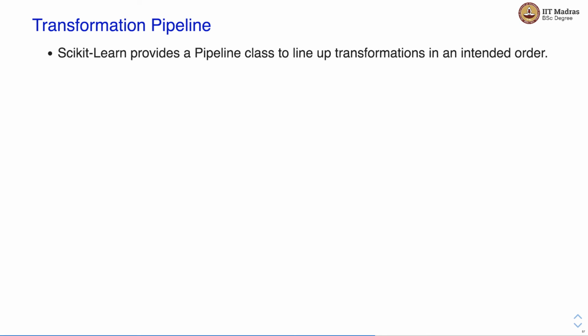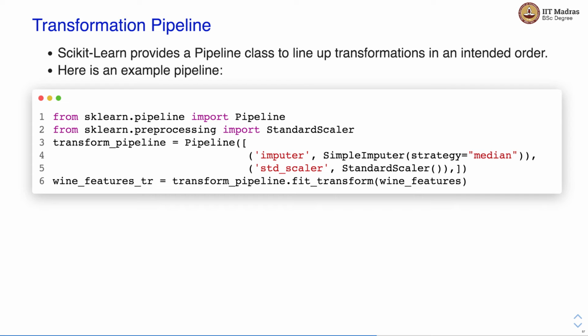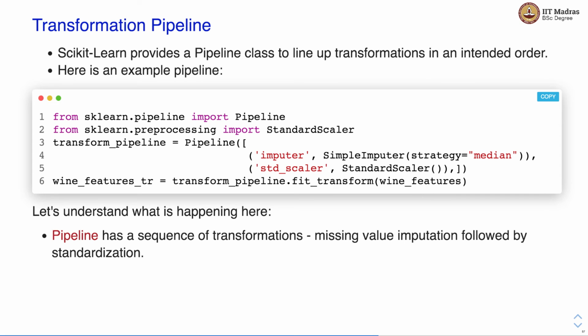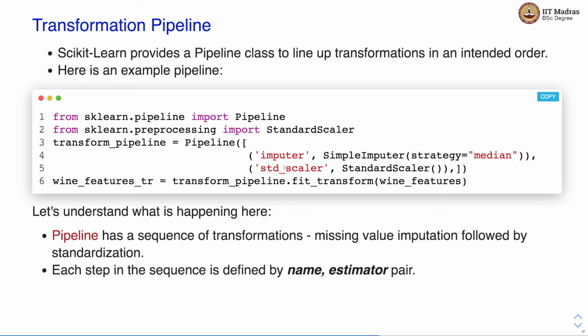Pipeline class helps us to line up transformations in an intended order. Here is an example of a pipeline. In the pipeline class, we specify a sequence of transformations. Here we have two transformations. One is the imputer transformation and second is the standard scalar transformation. The imputer transformation helps us to fill up the missing values, whereas standard scalar helps us in standardization.